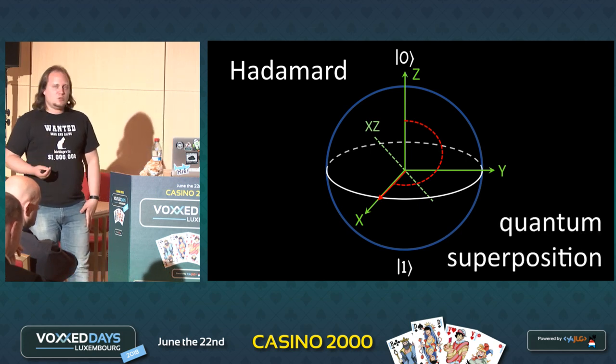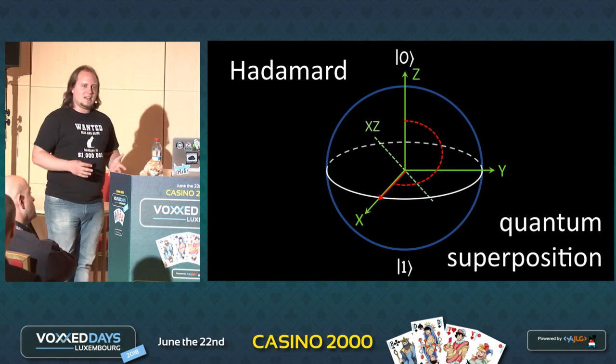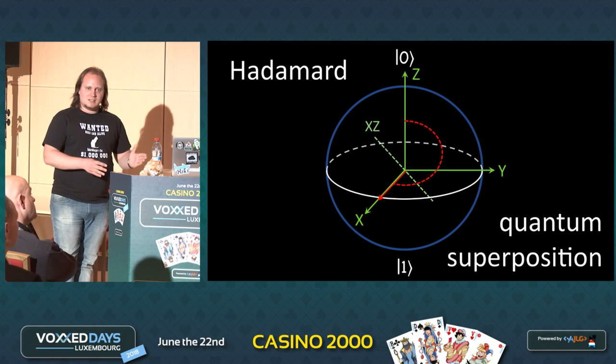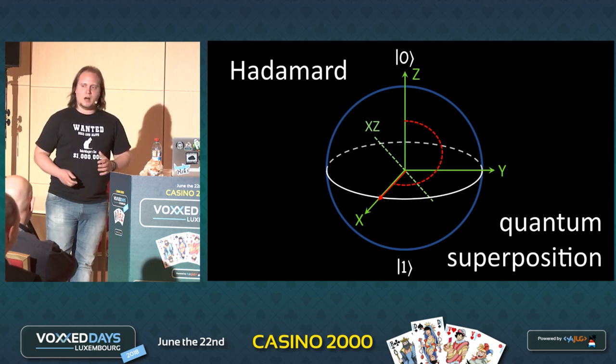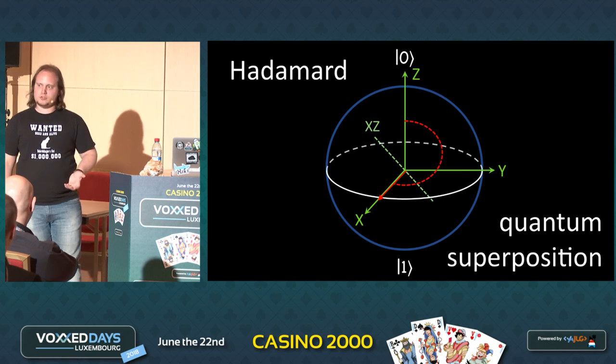Now, if our vector were to point further up or further down, those probabilities would change. This is quantum superposition. This is being in two states at the same time. As soon as we check, it has to decide: is it in state A or state B? Is it 0 or 1? But as long as we don't measure it, it's in several states.